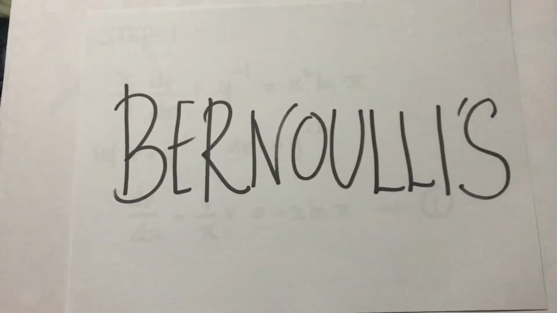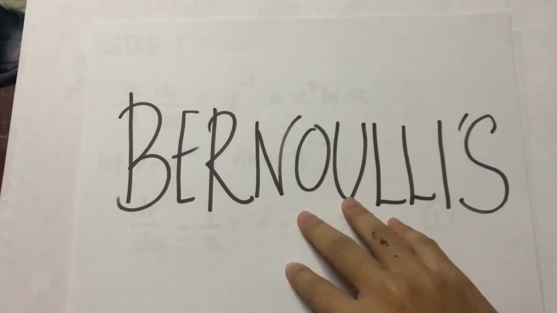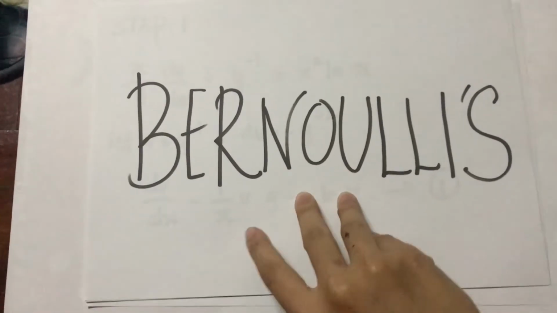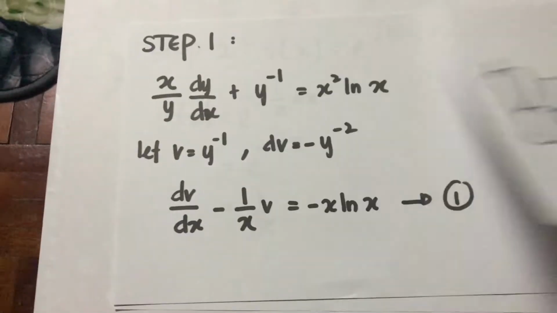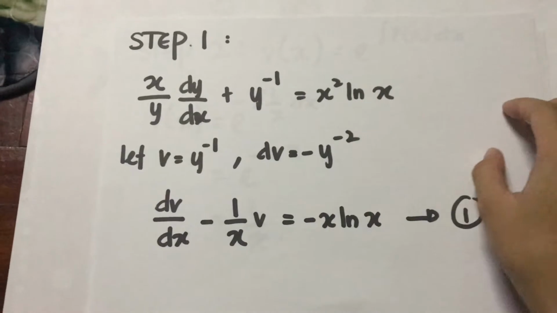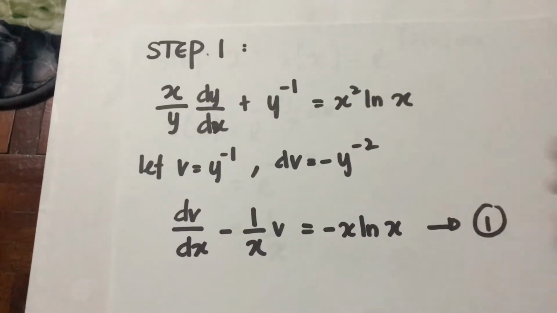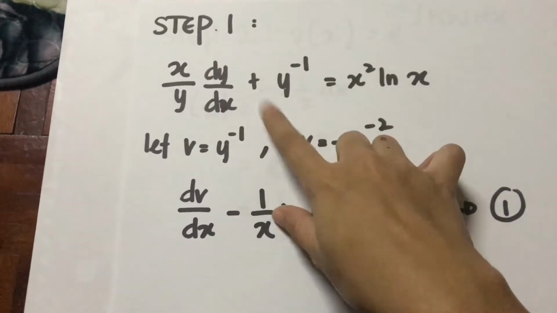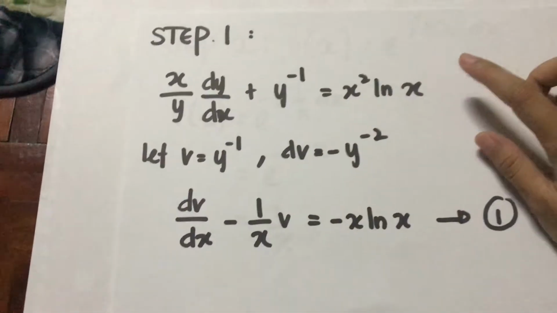We're going to continue with the third method, which is Bernoulli. Bernoulli actually is the same as the integrating factor, but Bernoulli is for the non-linear one. So if we get a non-linear equation, we're going to change it to the linear one, which is the integrating factor. As we can see from this equation, dy over dx plus y power of -1 equals x squared ln x. So this is the non-linear.